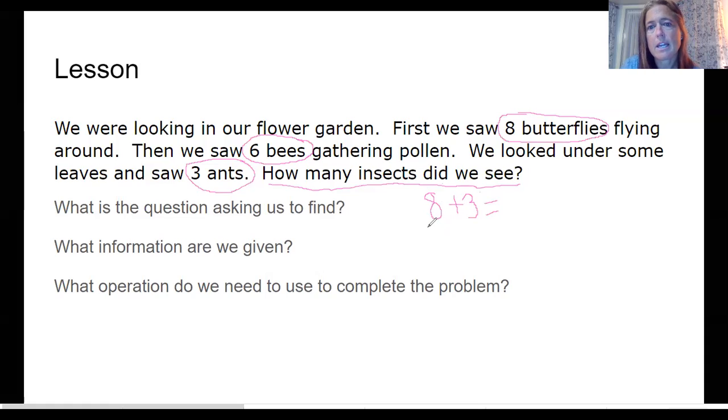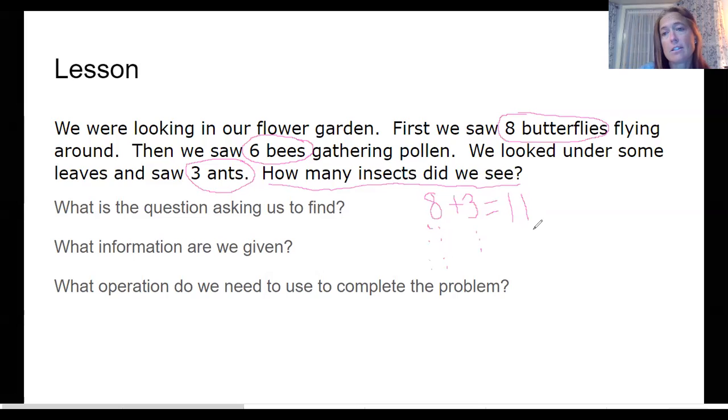So I would do 8 dots, 1, 2, 3, 4, 5, 6, 7, 8. These are our base 10, and then 3. And when I go to add them together, I have 8 here, 8, 9, 10, 11. Or hopefully you've started to know it mentally so that you know it right away since we're practicing our fluency. So 8 plus 3 is 11.